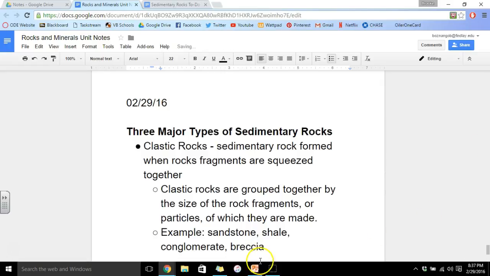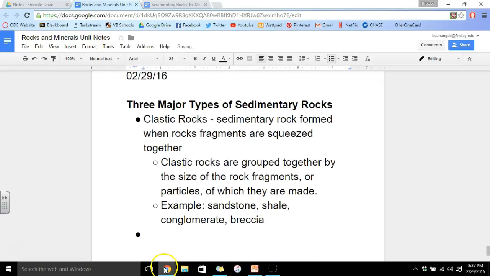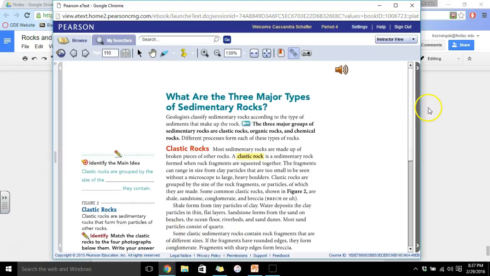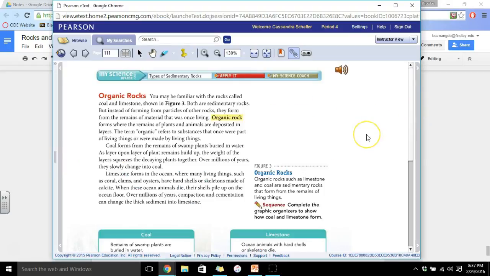Okay. So let's move on to the next one. Organic rocks. You may be familiar with the rocks called coal and limestone shown in Figure 3. Both are sedimentary rocks, but instead of forming from particles of other rocks, they form from the remains of material that was once living. Organic rock forms when the remains of plants and animals are deposited in layers.